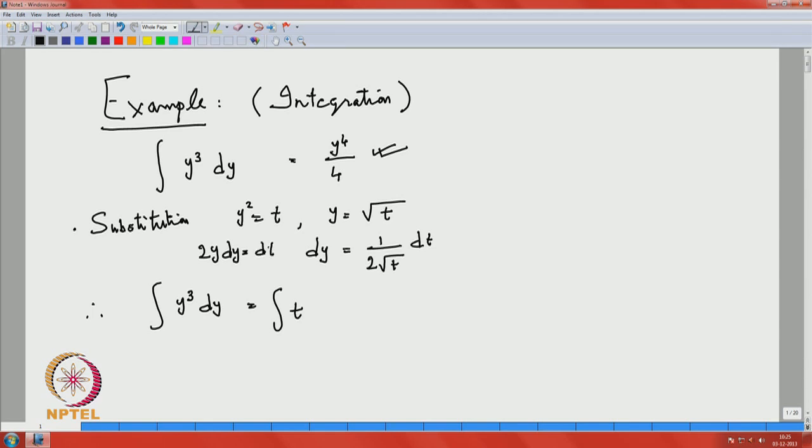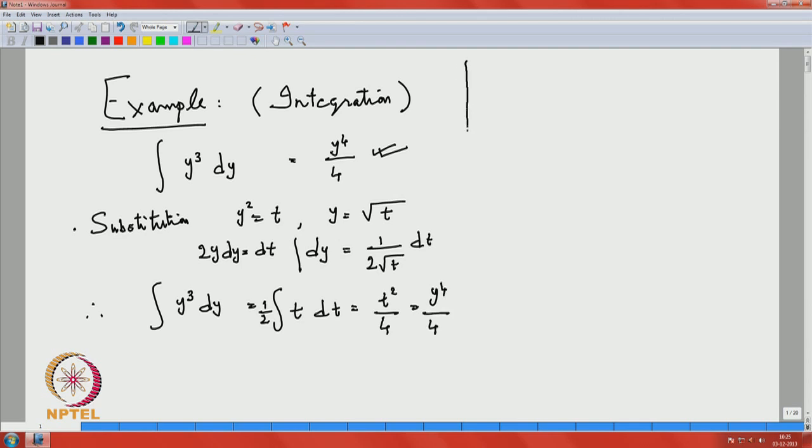So, let me use that one; both ways you can write it. So, 2y dy is equal to dt, and you immediately say that y dy, with y square substituted as t, is half dt. You write half dt and you write t square by 4. This is the procedure you follow, which is nothing but y to the power 4 by 4, the answer.